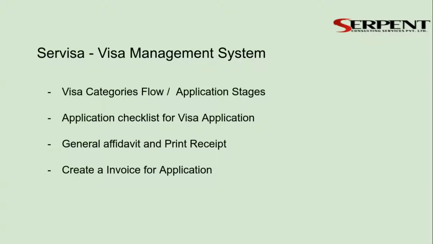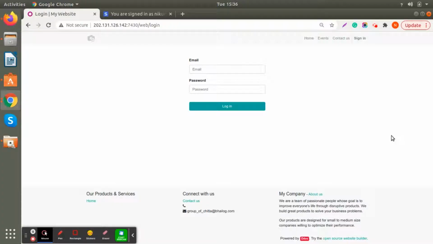So in this video today we are going to cover four topics. First, we are going to check out visa categories, flow and application stages. Also, we are going to check out the application checklist for an individual visa application, how you can attach a number of documents, how you can take the printout for the general affidavit and print the receipt, and how you can create an invoice for a specific application. So let's jump into the service module.